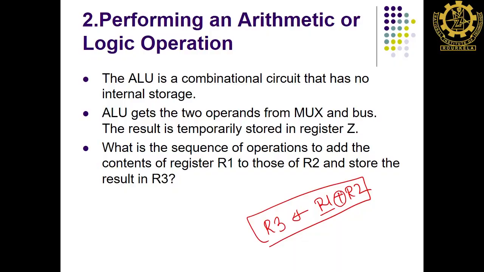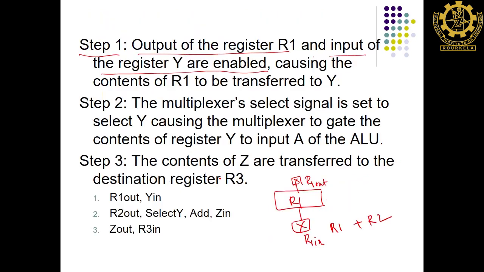Okay. Now, we see where we were: arithmetic operation. What is that? ALU is a combinational circuit. ALU gets the two operands from the multiplexer, as I said, and the bus; the result is temporarily stored in register Z. The multiplexer select signal is set to select Y, causing the multiplexer to get the content of register Y to the input A. Whatever I said is written here, or in the other way around.